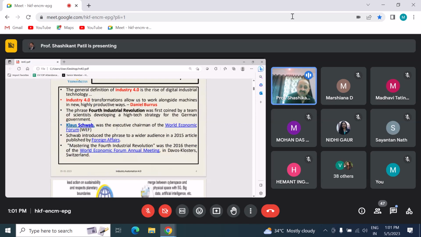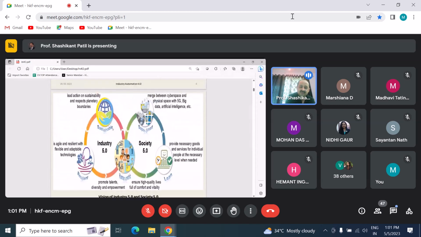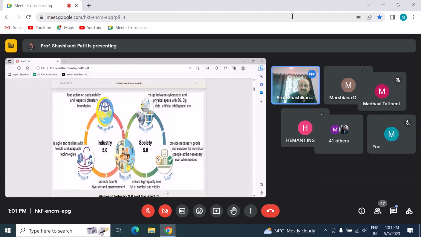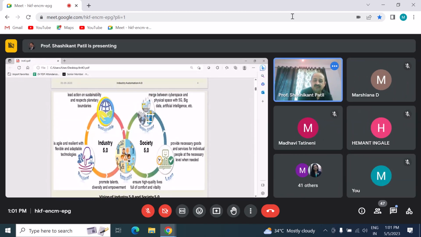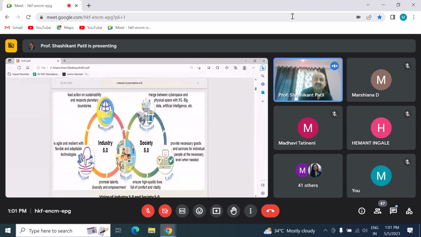Let us move to the next slide. When we are discussing technology, we must also discuss the vision and the mission of this technology. If we see, day by day we are going toward a culture of miniaturization, and we are going toward advancement in techniques.